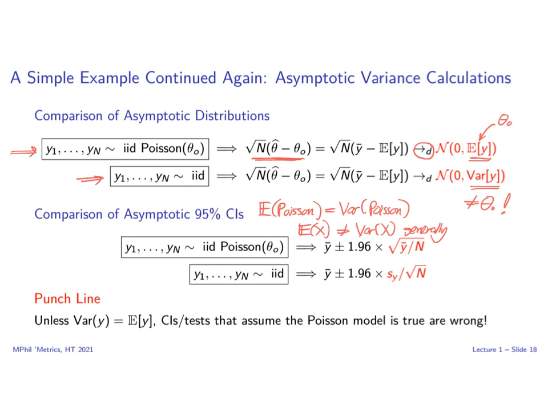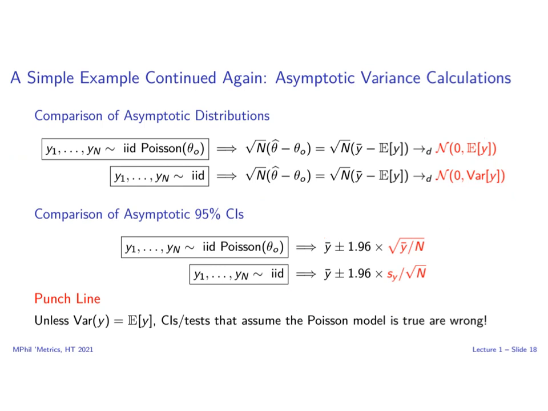If I hadn't told you anything about the Poisson distribution, and I just said I'm going to calculate the sample mean of some observations, you could have told me from the central limit theorem that the square root of n multiplied by y bar minus the expectation of y converges in distribution to a normal with mean 0 and variance equal to the variance of y. What we find under the Poisson assumption is that we can replace that variance of y with an expectation of y. But that will give us the wrong tests and confidence intervals unless the mean and variance really are equal, which they would be under a Poisson, but not more generally.